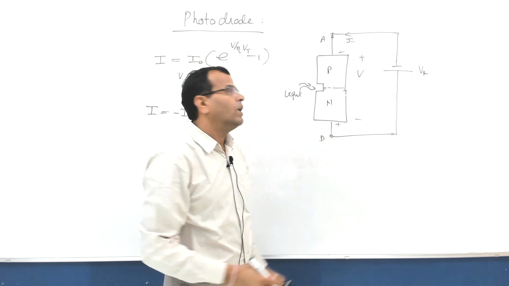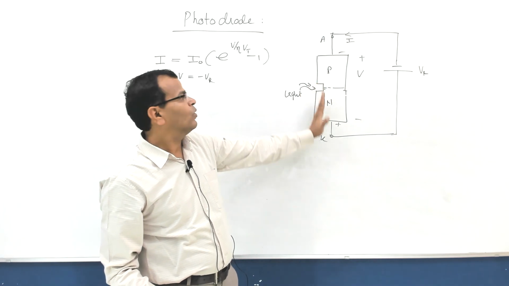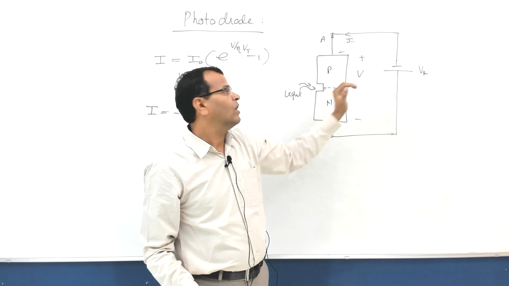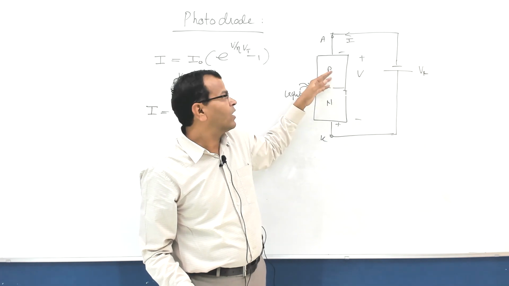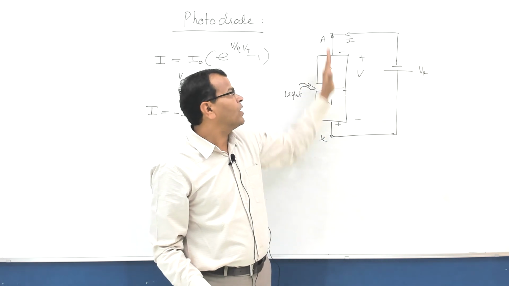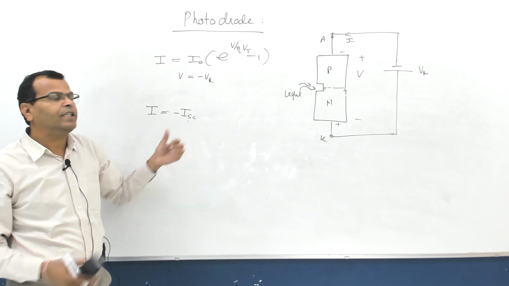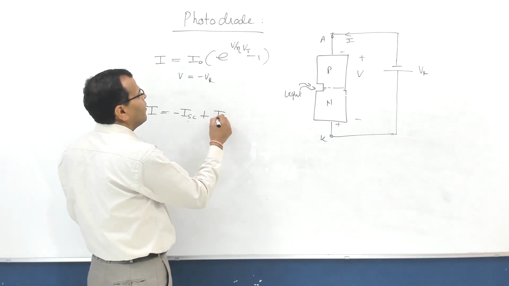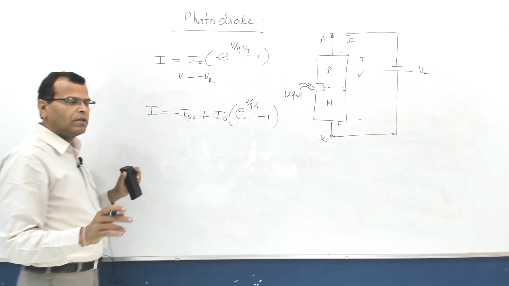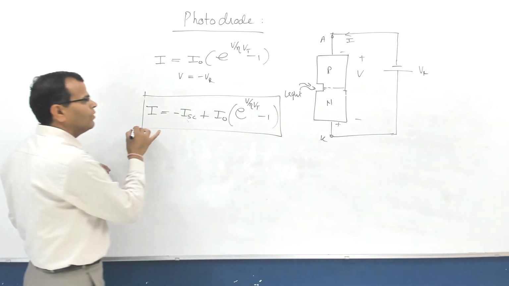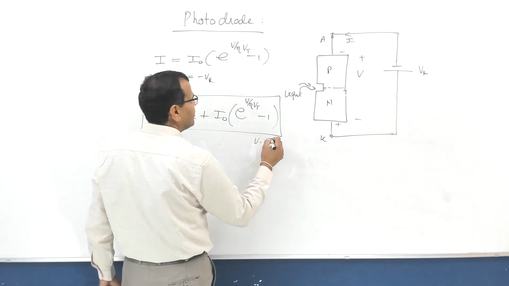Diode current symbolically is from anode to cathode, but because of illumination, holes are jumping from N to P side. So the optically generated holes are moving from N to P side, and electrons are moving from P to N side. So the optical component of the current is moving from N to P side, that is opposite to the normal direction. So I am taking the minus sign. Plus I naught e raised to power V by eta Vt minus 1. That is the current in the photodiode.